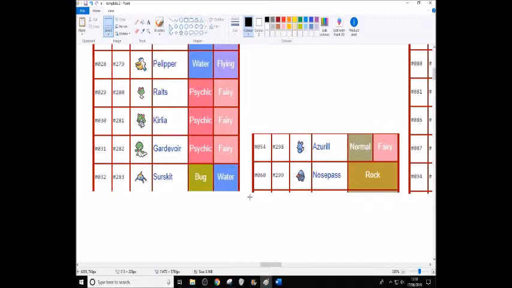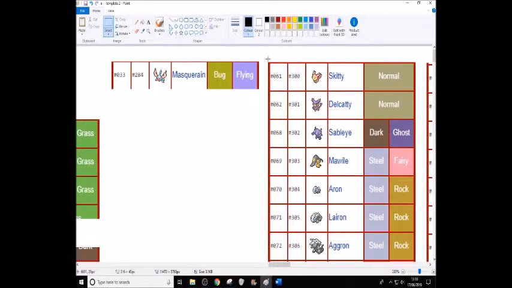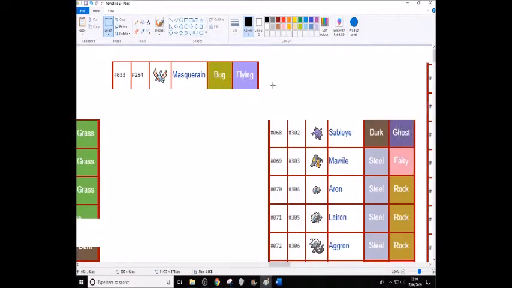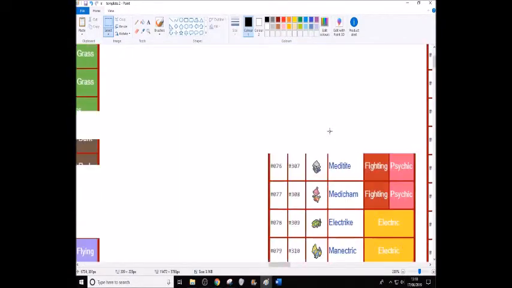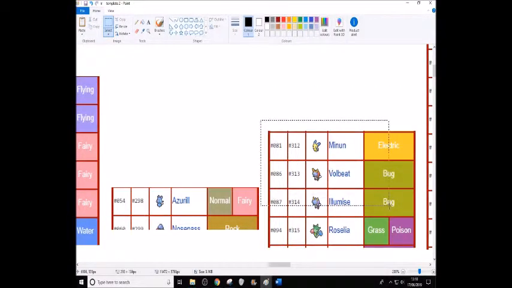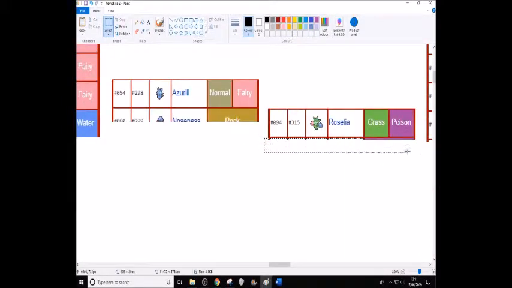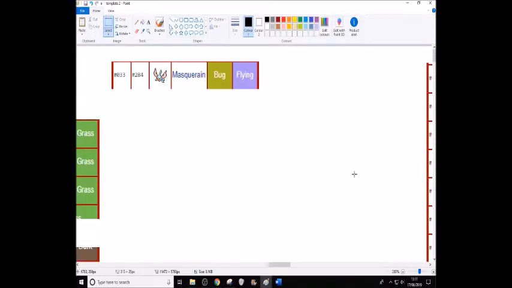Nosepass, we do have a few mountains, so possibly 50-50 chance on that, I'd say. So cut you in half. Probably not Skitty or Delcatty. Or Sableye, or Mawile, or the Aggron line. So all of them can go. Say no to all of you. And you. Well, Roselia is probably going to be in there because flowers. We do have flowers here.